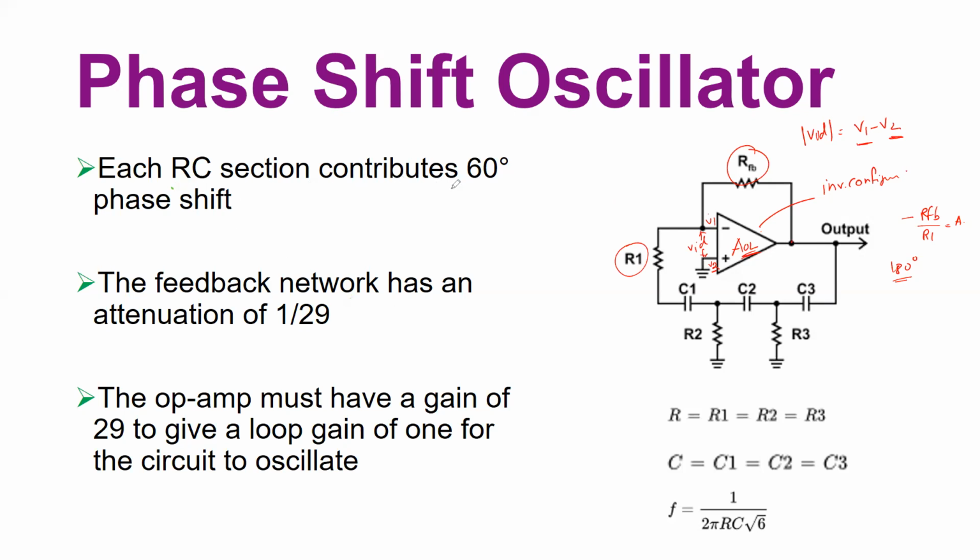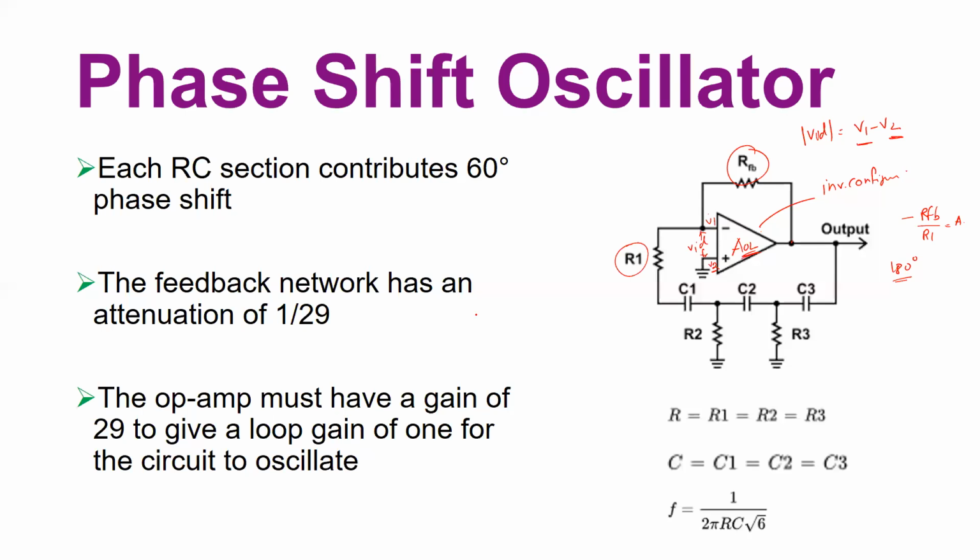Each RC section contributes 60-degree phase shift. The feedback network has an attenuation factor of 1/29. The op-amp must then provide a gain of 29 to compensate this loss, so that the loop gain becomes 1.